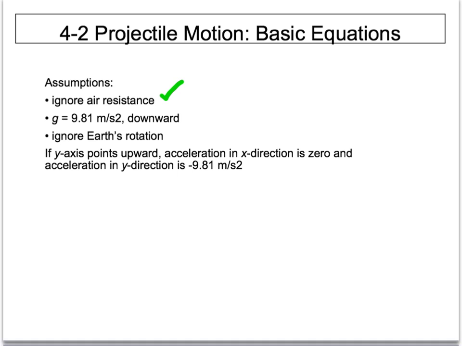But for the sake of simplicity, we're going to assume that acceleration due to gravity is 9.81 meters per second squared, and downward. So that's our assumption. Anything that happens on Earth, we're going to use that value of g, 9.81 meters per second squared, downward. You can use, for simplicity, g is about 10 meters per second squared.